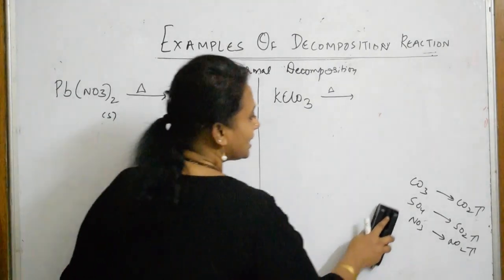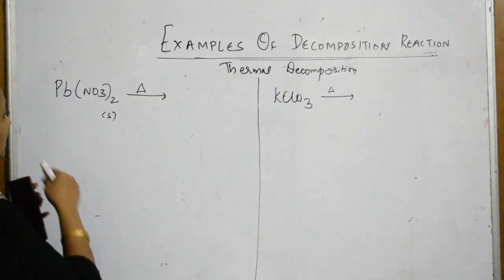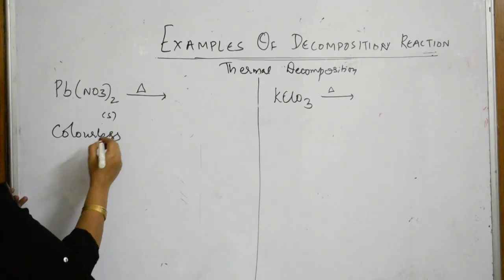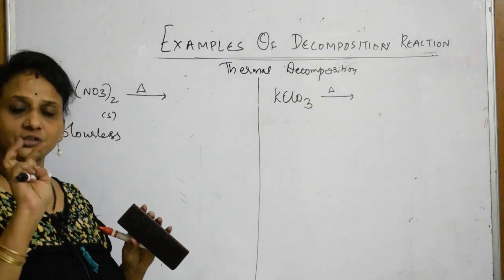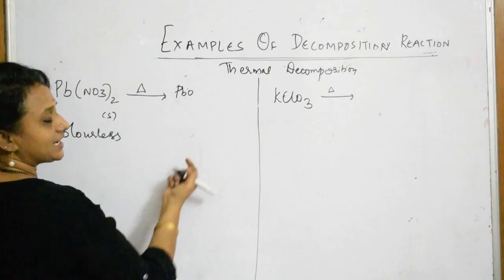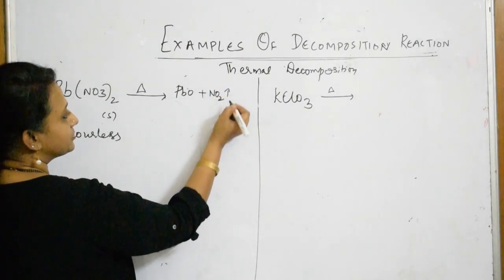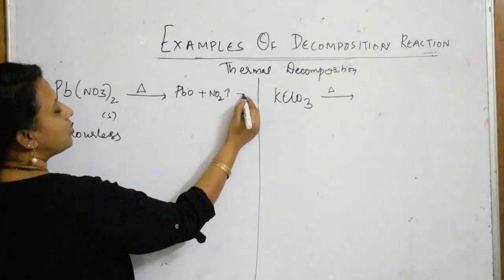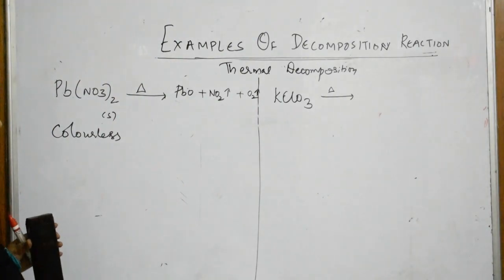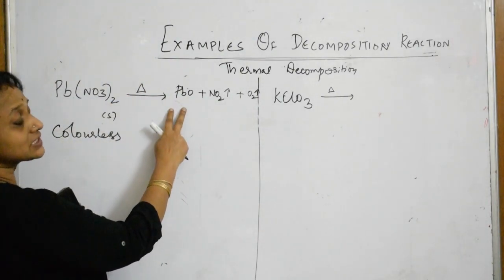Here, oxygen means, O3 means oxygen comes out. Lead nitrate is a colorless solid. When you're heating, it decomposes into three different compounds. It's going to form lead oxide, one compound. Nitrogen dioxide gas comes out of this, along with that, oxygen also comes out as a gas. So this is lead nitrate, this is lead oxide.